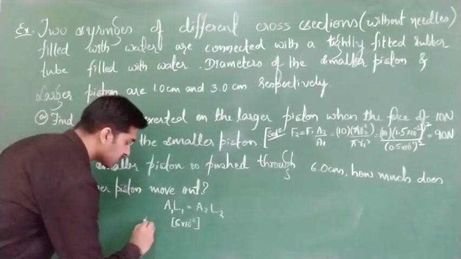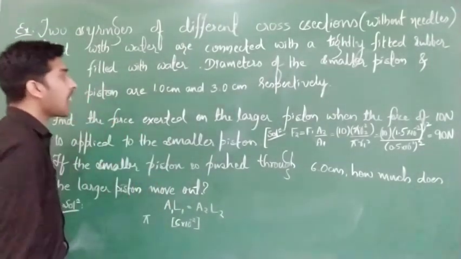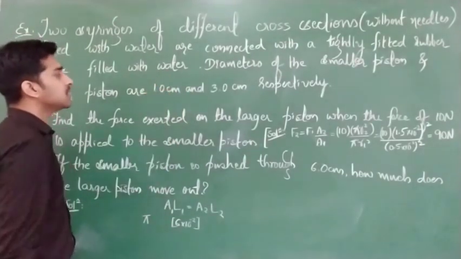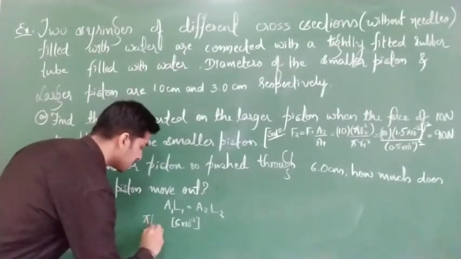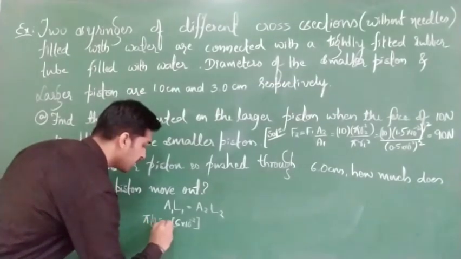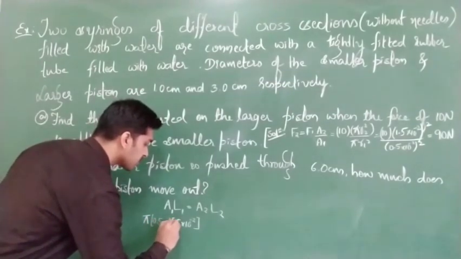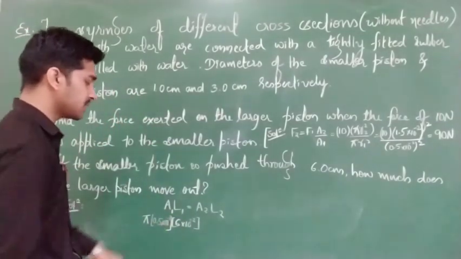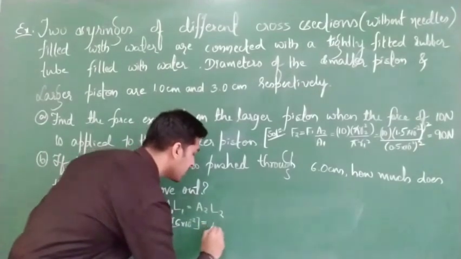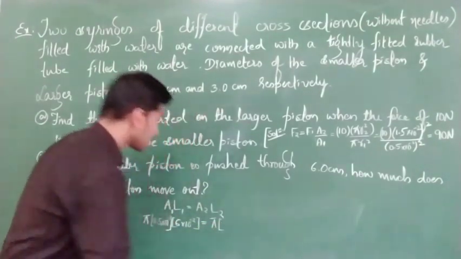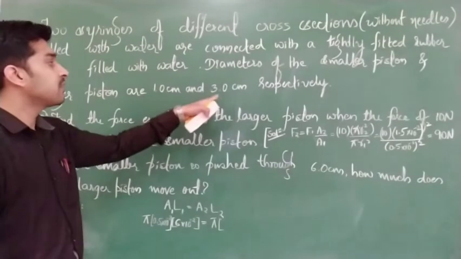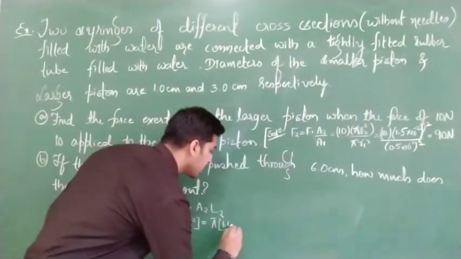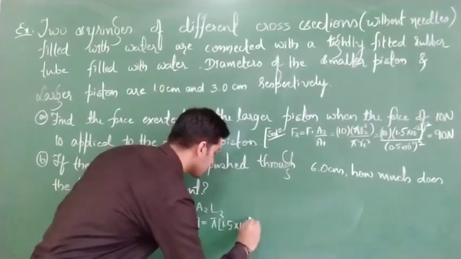With the help of pi r square formula, what will be the r value from this D? R value will be 0.5. Correct? 0.5 into 10 to the power of minus 2. Okay, because it is in centimeter, that's why converted 10 to the power of minus 2. Next, A2 also you can calculate, that is nothing but pi r2 square. D2 they had given 3 centimeter, that means r2 value will become what? 1.5 into 10 to the power of minus 2.